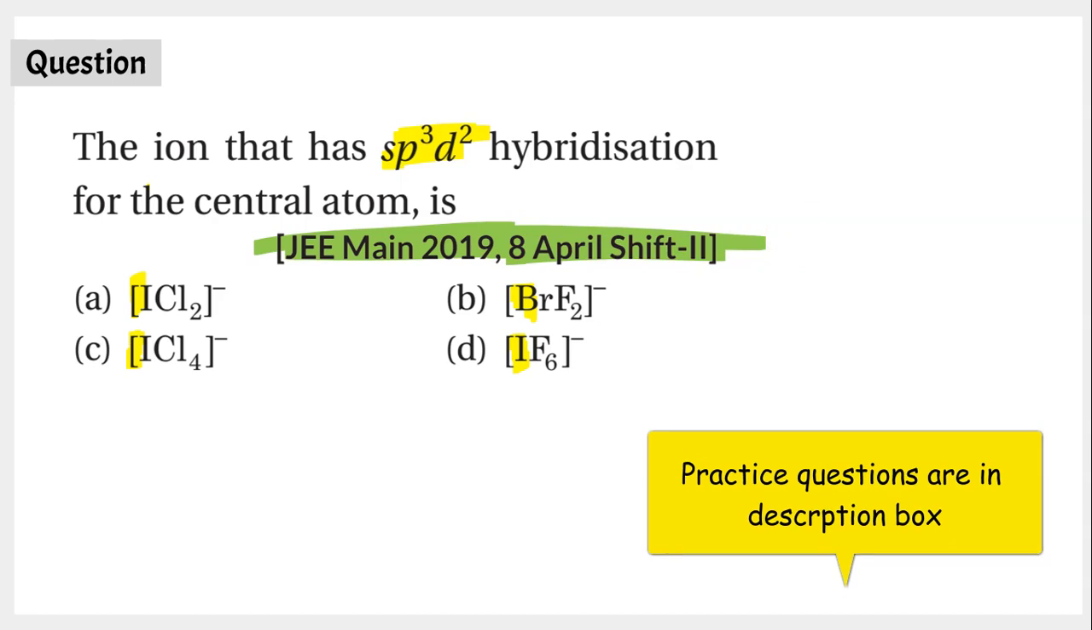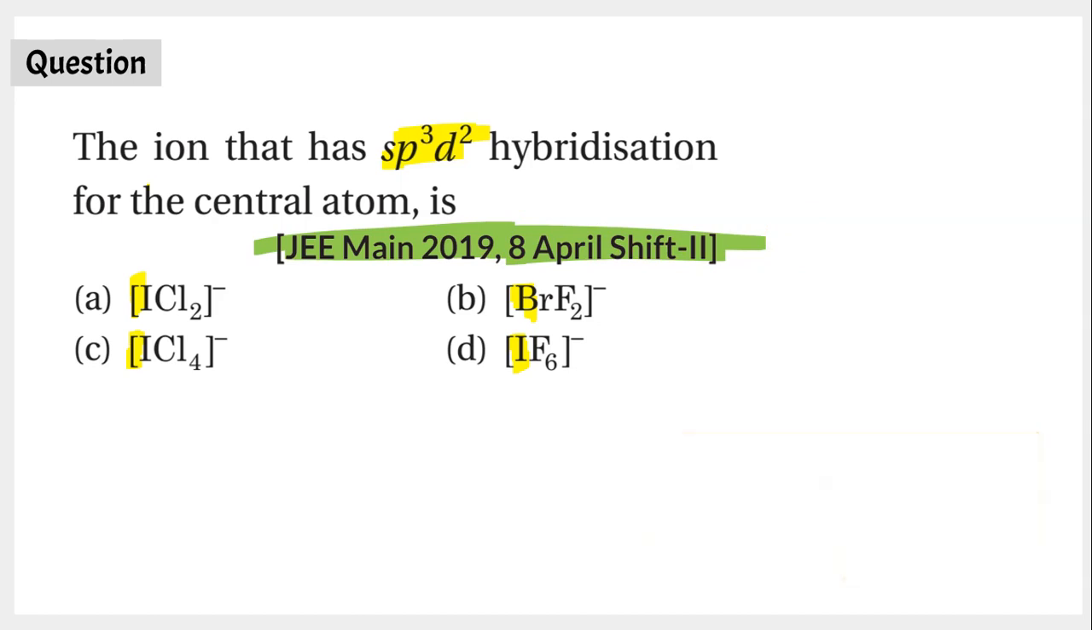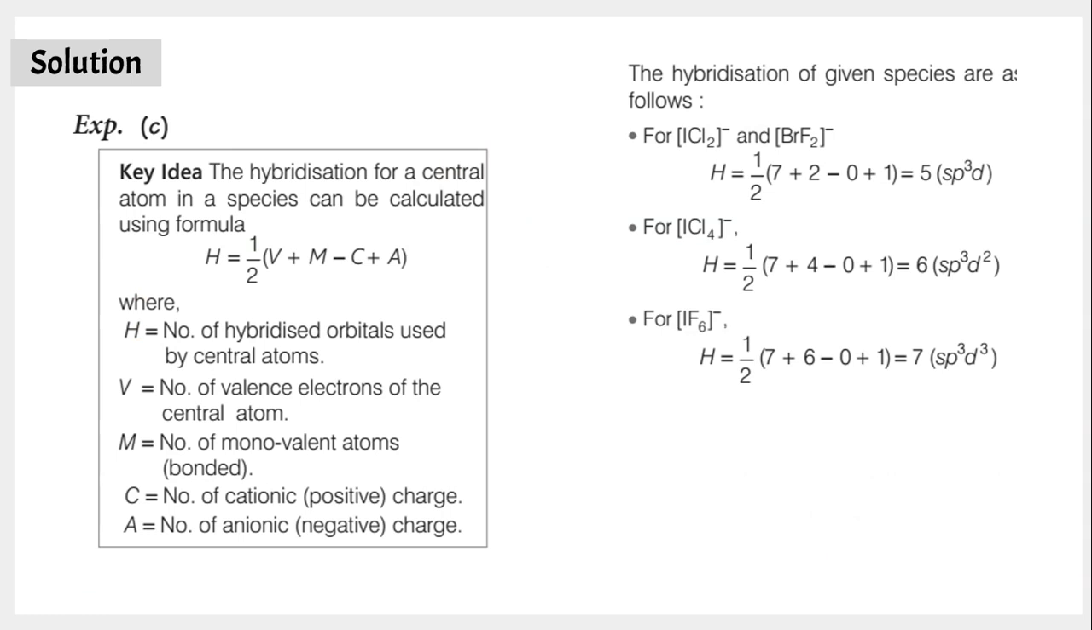In order to find the hybridization, you just need to use a simple formula, and the formula looks like this. The number of hybrid orbitals H is equal to half into the total number of valence electrons present in the central atom plus the total number of monovalent atoms present around the central atom minus the total cationic charge present on the molecule plus the total anionic charge present on the molecule. Through this formula, you are calculating the total number of hybrid orbitals.